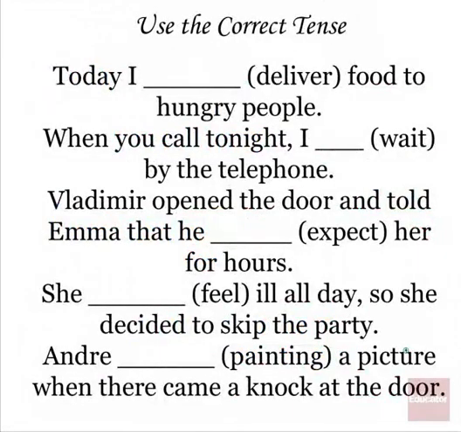All right, see if you can figure out the correct tense to use in each of these blanks. Today, I some form of deliver food to hungry people. When you call tonight, I some form of wait by the telephone. Vladimir opened the door and told Emma that he some form of expect her for hours. She some form of feel ill all day, so she decided to skip the party. And finally, Andre some form of painting a picture when there came a knock at the door. Take a good look, pause the video if you need to.